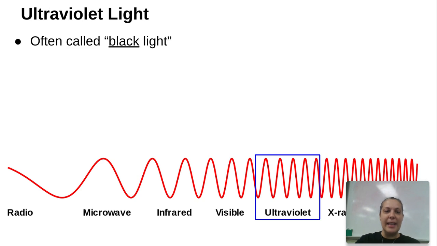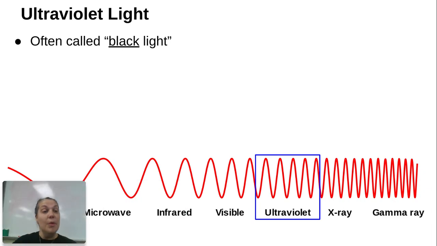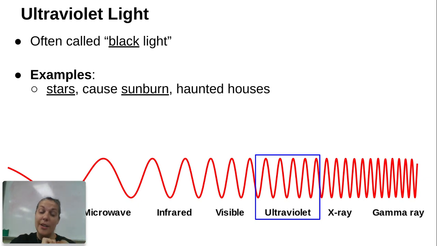After that is ultraviolet. And so violet has the most energy of ROY G. BIV. So ultra, above violet. And this is also called black light. So we use those black lights. That's ultraviolet light. Stars emit ultraviolet or UV light.